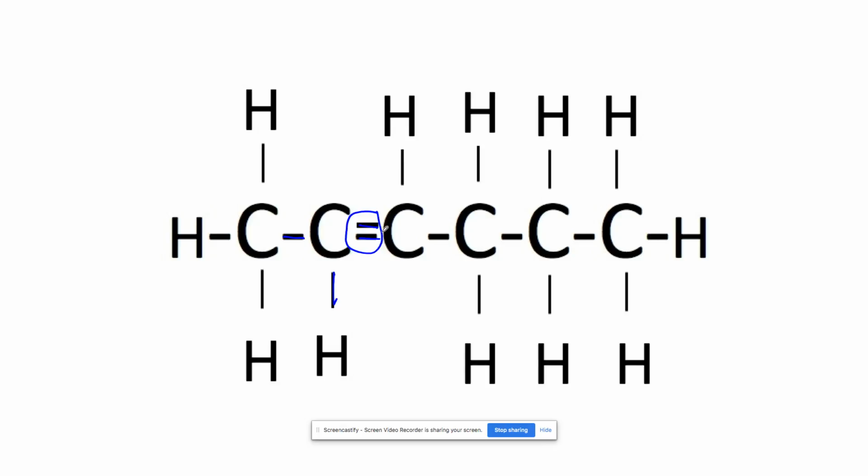But this is a double bond, which means the suffix or the ending is not going to be ane, it's going to be ene. On table Q, alkenes are hydrocarbons that have a double bond. It could have more than 1, but all it needs is 1 to make it an alkene. Now let's figure out what that prefix is. 1, 2, 3, 4, 5, 6 carbons. If you look on table P, 6 carbons is hex, hexene.